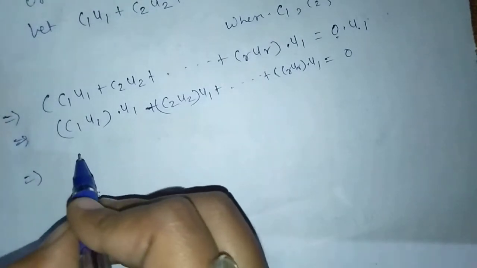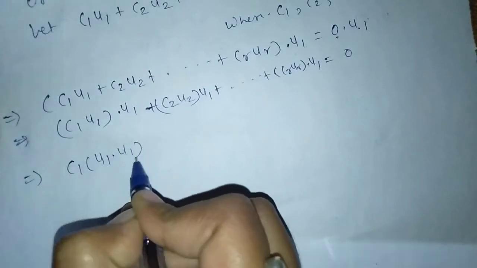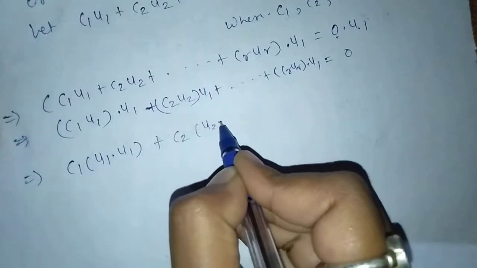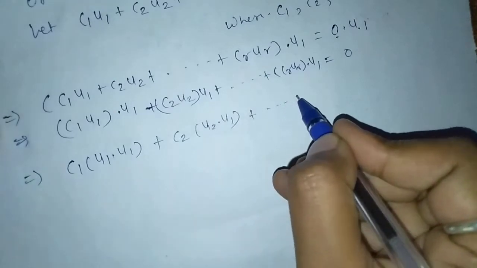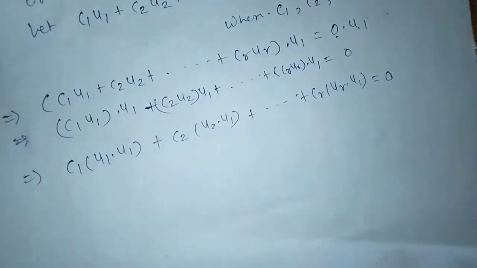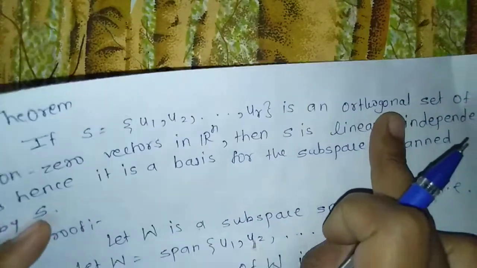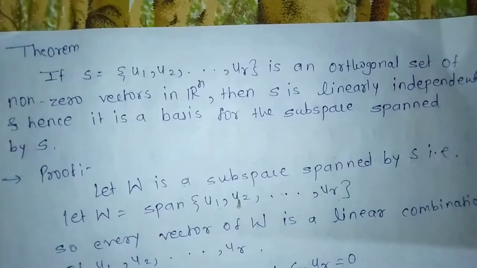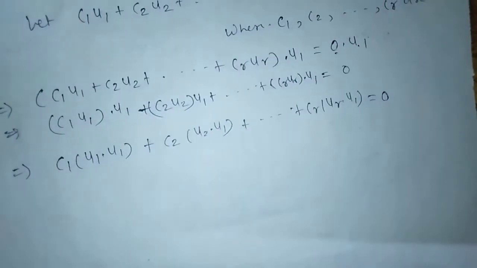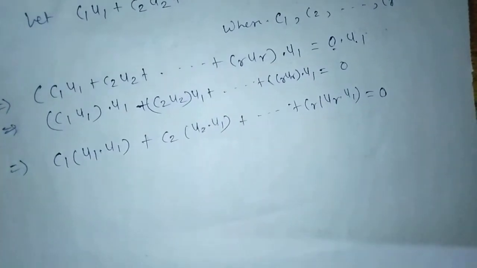Now take the scalars outside: C1 into U1 dot U1 plus C2 into U2 dot U1 plus and so on plus CR into UR dot U1 is equal to 0. Now here it is given that S is an orthogonal set, which means Ui dot Uj is equal to 0 whenever i is not equal to j. Here U2 dot U1 and so on UR dot U1 are equal to 0 because 2 is not equal to 1 and so on, R is not equal to 1.